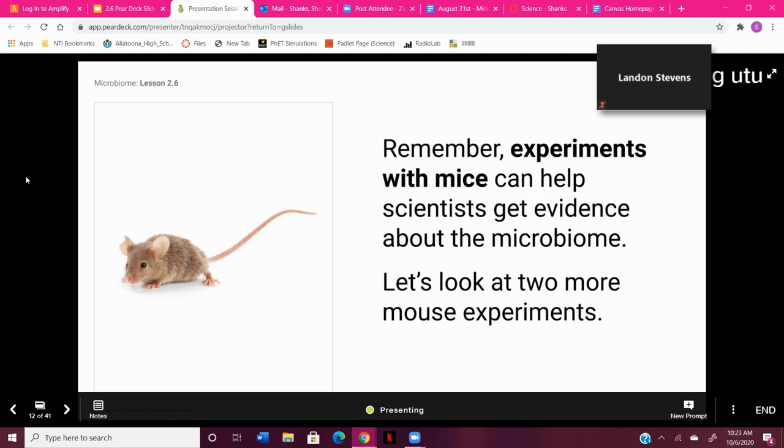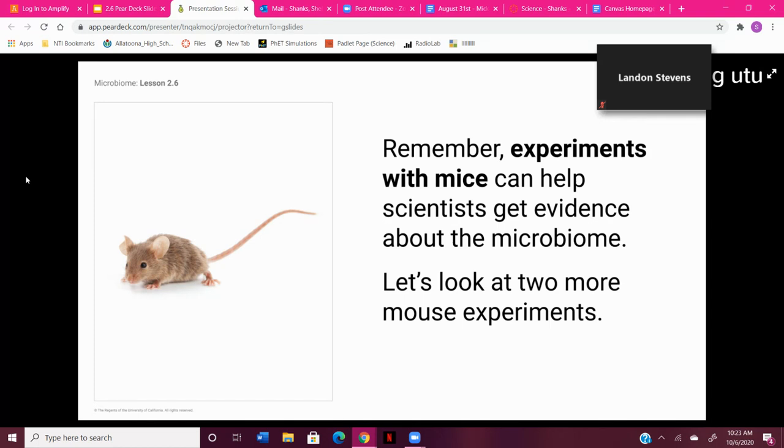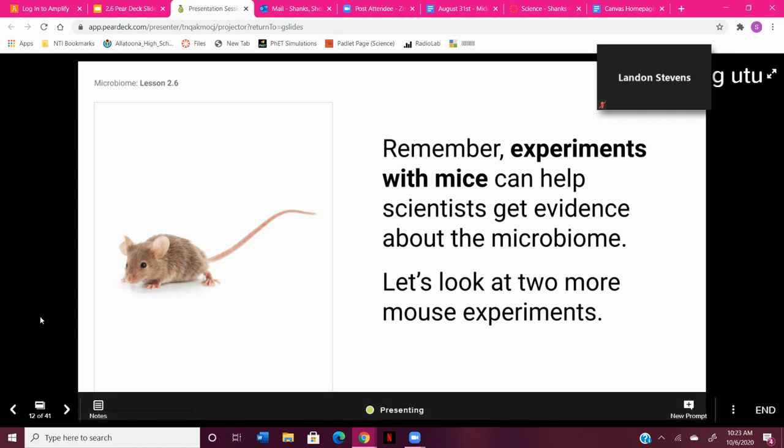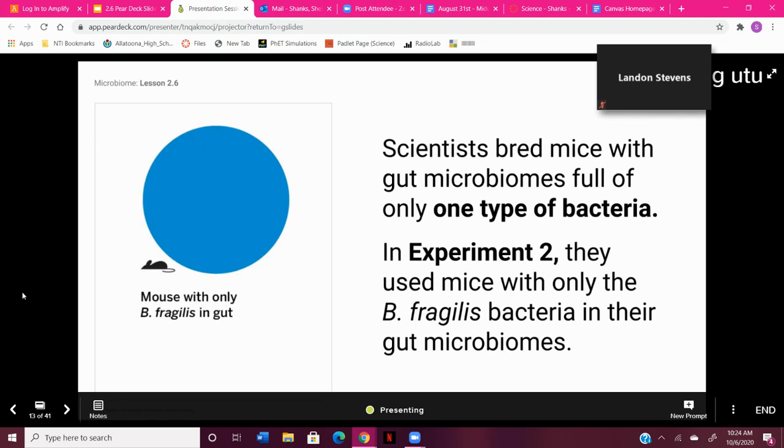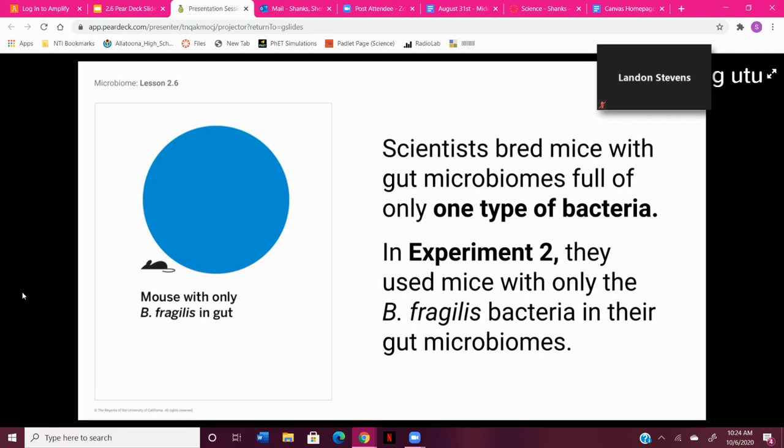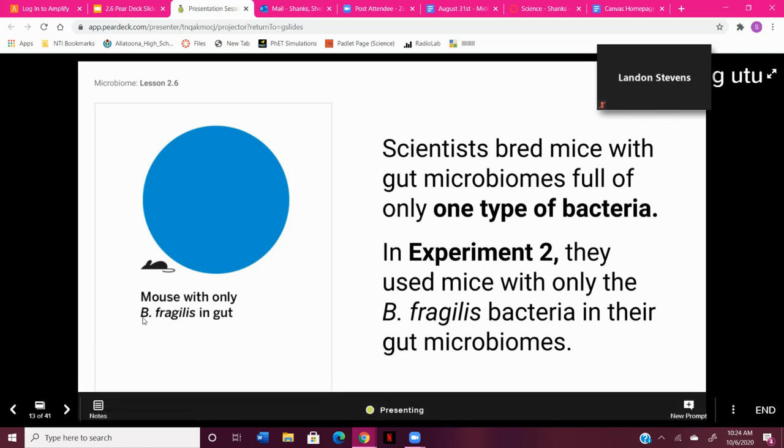All right, so we talked a little bit about mice and why scientists use mice in the lab instead of using people, obviously. So mice can help scientists get evidence about the microbiome. So we're going to look at 2 more mouse experiments. All right, so scientists bred mice with gut microbiomes full of only one type of bacteria. This is a good type of bacteria. All right, this bacteria is good. This B. fragilis.